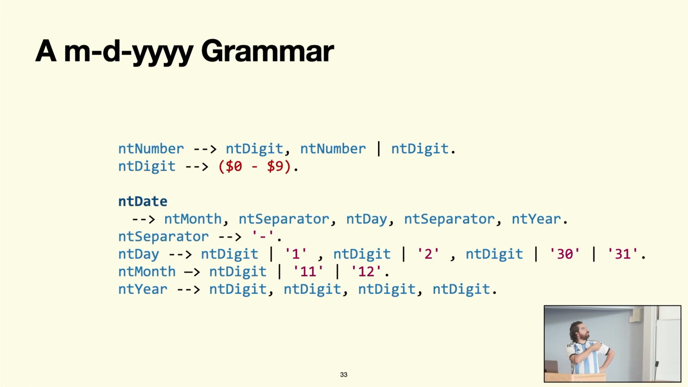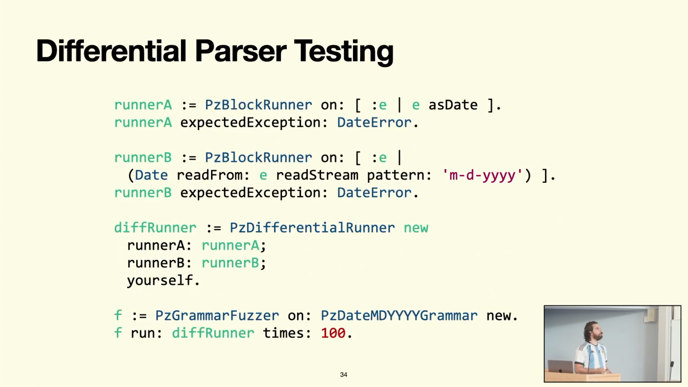So we also say here that a month is a valid month, so it's either a digit or 11 or 12. Yeah, so we will have valid dates here. And now that we have two parsers and a grammar to generate inputs from, we can actually do differential testing.